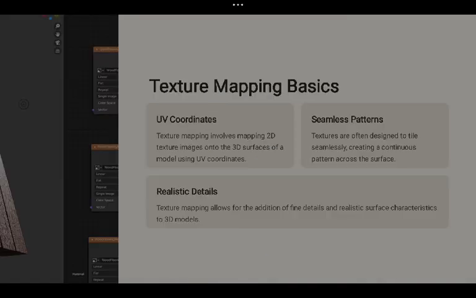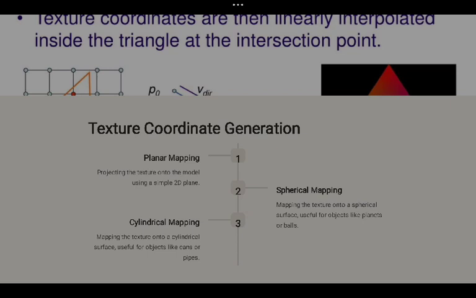Texture mapping basics. It involves three basic points: UV coordinates, seamless patterns, and realistic details. UV coordinates. Texture mapping involves mapping 2D texture images onto the 3D surfaces of a model using UV coordinates. Seamless patterns. Textures are often designed to tile seamlessly, creating a continuous pattern across the surface. Realistic details. Texture mapping allows for the addition of fine details and realistic surface characteristics to 3D models.